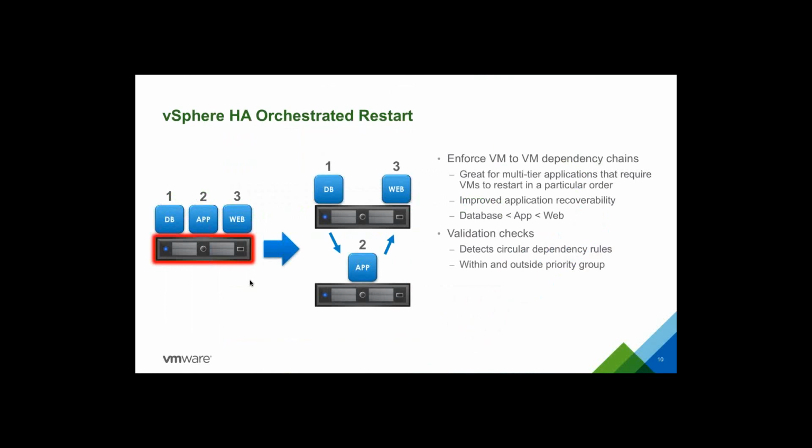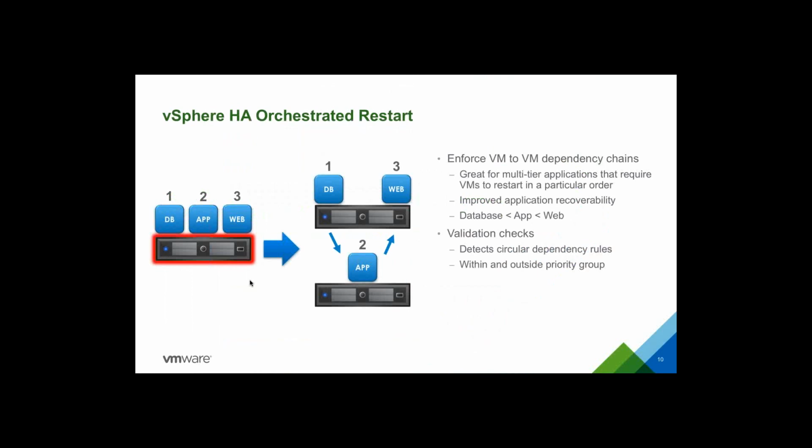And so in this case, if we lost this one host that happens to have all 3 of the tiers running on it, it would restart the database server first. Once that has been successfully restarted, the app server will come up, and then subsequently the web server would come up after that.